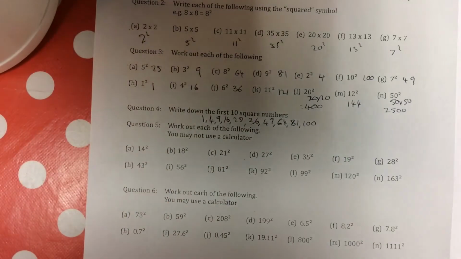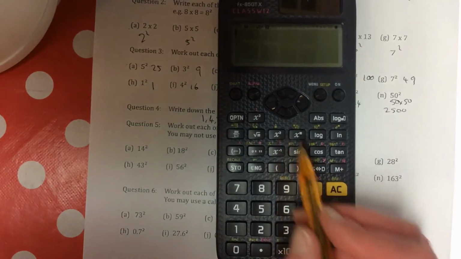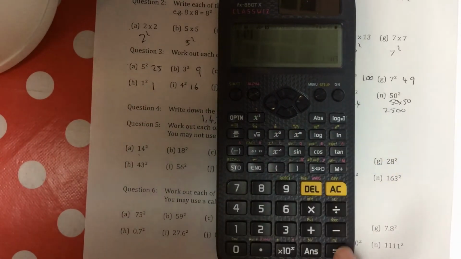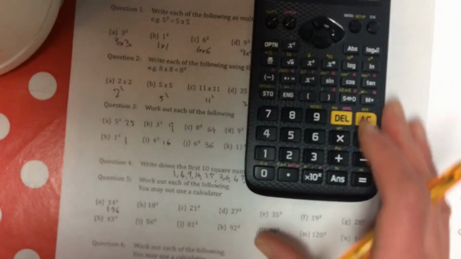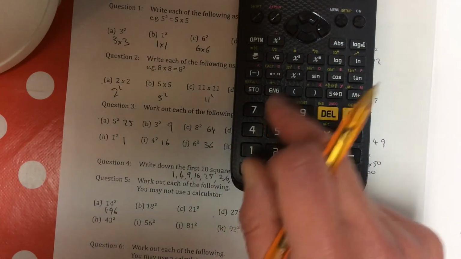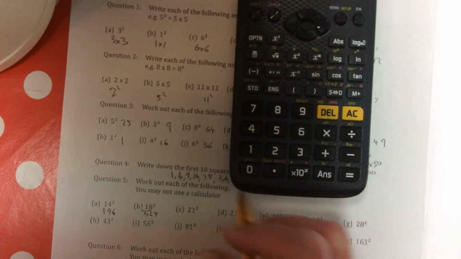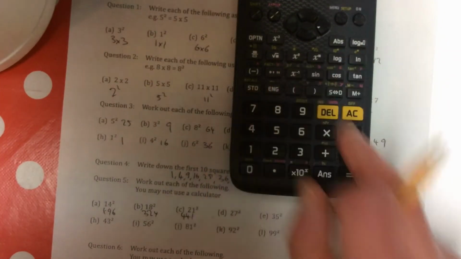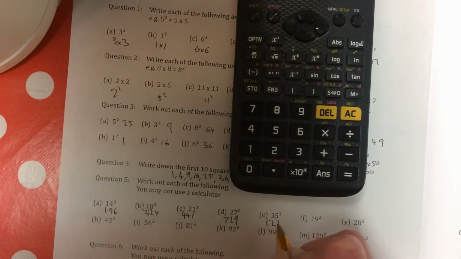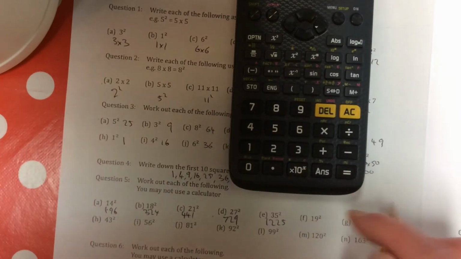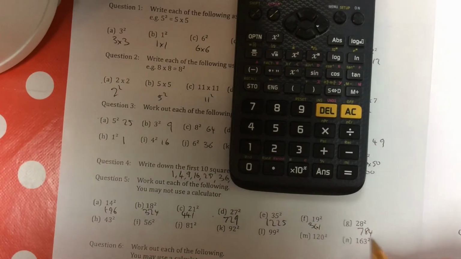Now you can use your calculator. I'm going to show you a wee button on your calculator here. If your calculator is like mine, see the wee X2 button, you can just put in 14 squared to give you 196. I'm going to do that the whole way along this question. So it's 18 squared to give me 324. 21 squared to give me 441. 27 squared to give me 729. 35 squared to give me 1225. 19 squared is 361. 28 squared, 784.